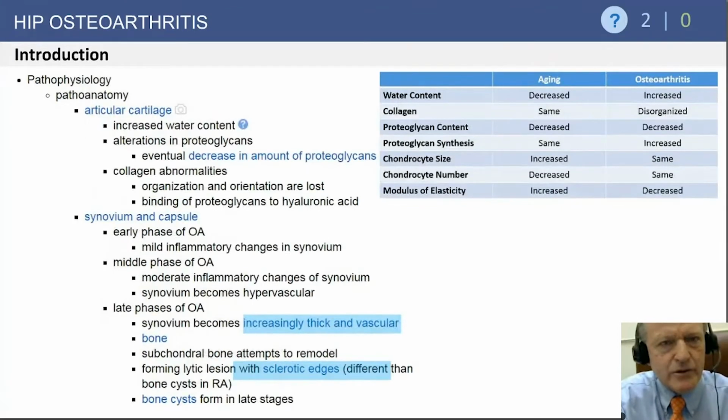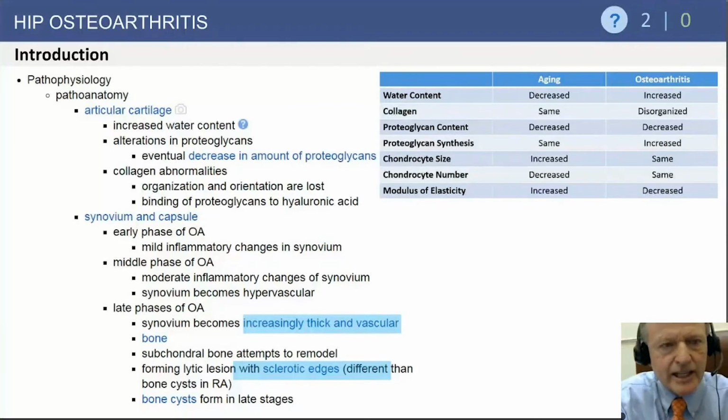I like this table in the top right. There are a few things that are differences between normal age-related changes and osteoarthritis. The water content we've already talked about is decreased in aging and increased in osteoarthritis, and also the modulus of elasticity is increased. It becomes more flexible in aging and decreased in osteoarthritis. It becomes stiffer, as you all know.